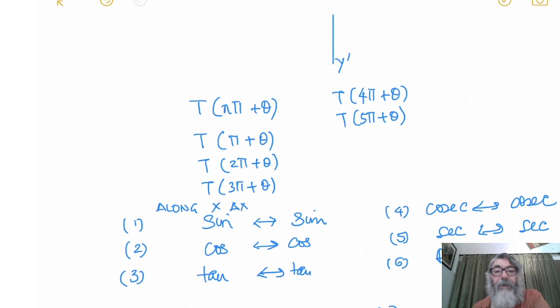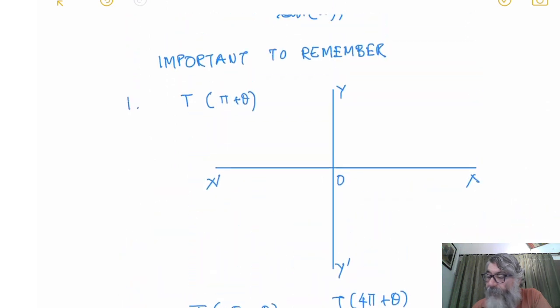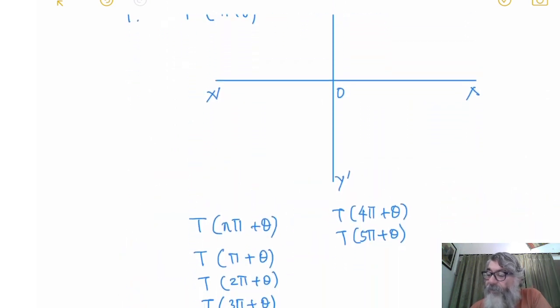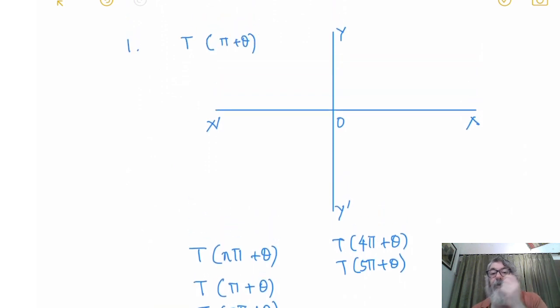Along the x-axis, over the horizontal line, sine will remain sine, cos will remain cos, tan will remain tan, cosec cosec, sec sec, cot cot. Now what does pi plus theta mean? Please see pi plus theta. That means the angle will come into which quadrant? Here, in this quadrant, the third quadrant. Pi plus theta means all will come into the third quadrant.